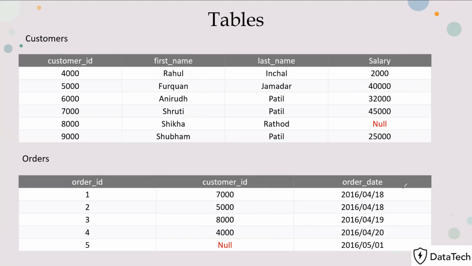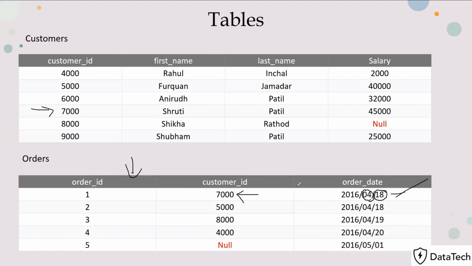Fine. So say for example, Shruti has ordered an item. We are not worried about what the item is. Whatever item, X item she has ordered, and it is on the 18th of some month in 2016, right? So she has ordered an item on this day, okay? And her customer ID is 7,000. 7,000 is Shruti's ID, right? Now, in this table, I don't have the name, neither do I have the salary.